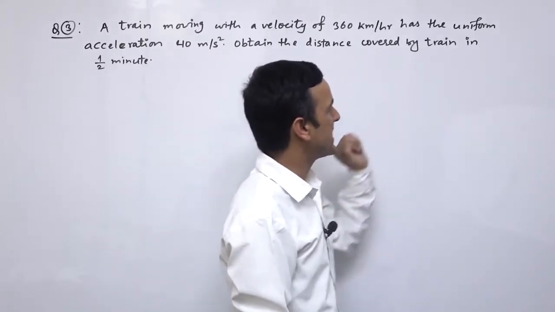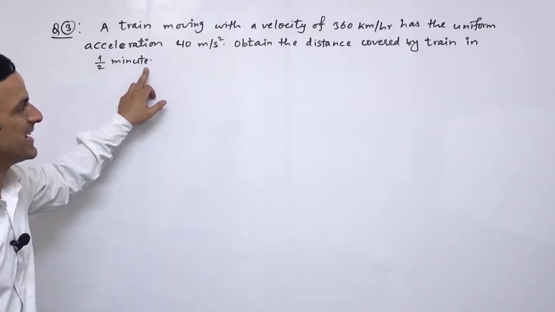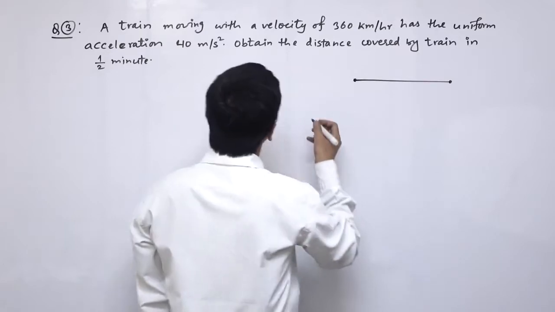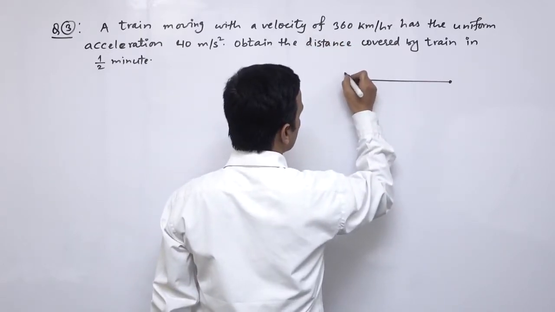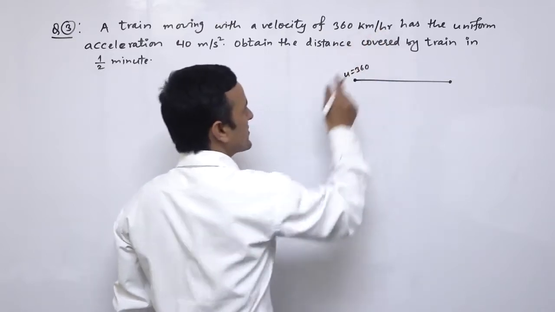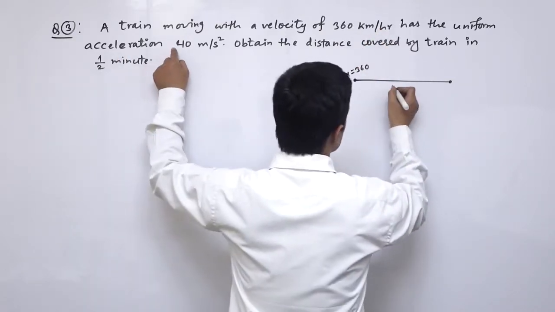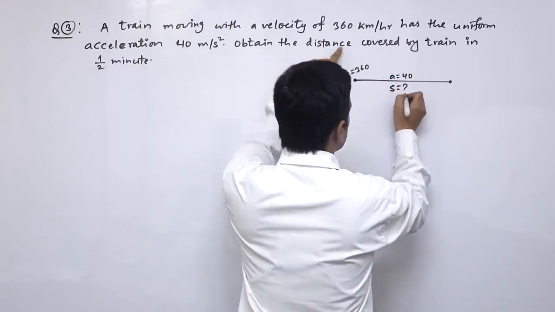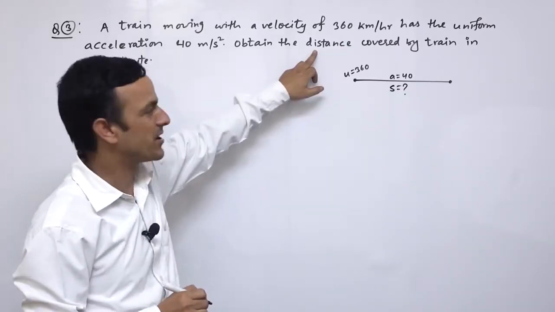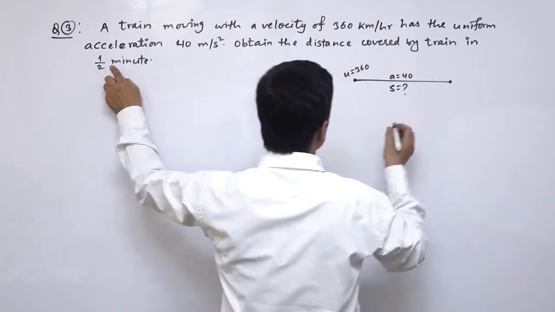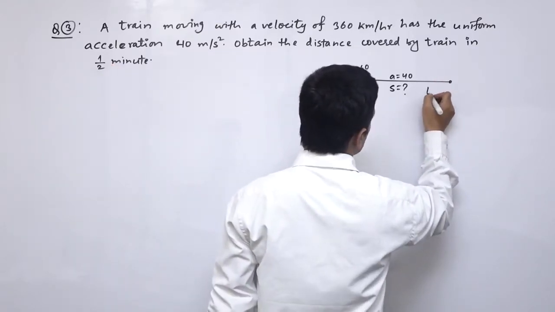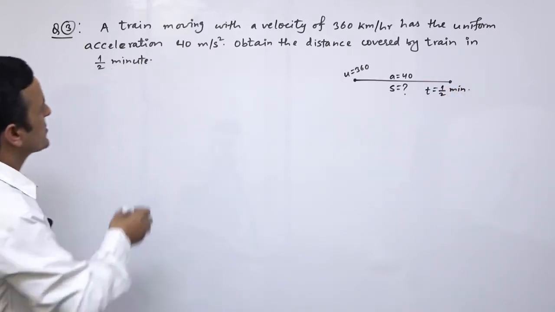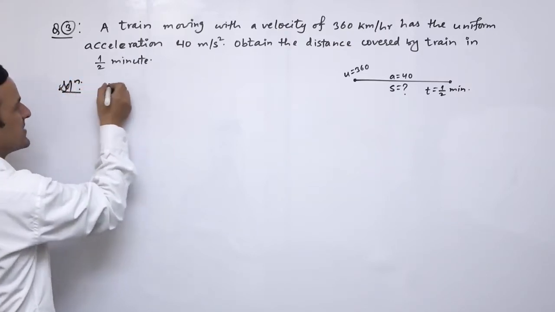Obtain the distance covered by the train in 1/2 minute. So let's write. This is the distance covered by the body. Its starting value u is 360 kilometer per hour, and the acceleration produced by the body, a, is 40. The distance covered by the body is S, and the time is 1/2 minute. So let's write the provided information.